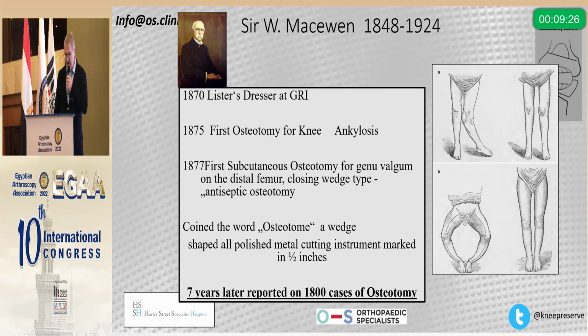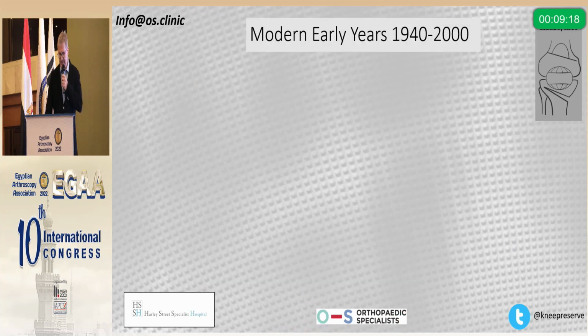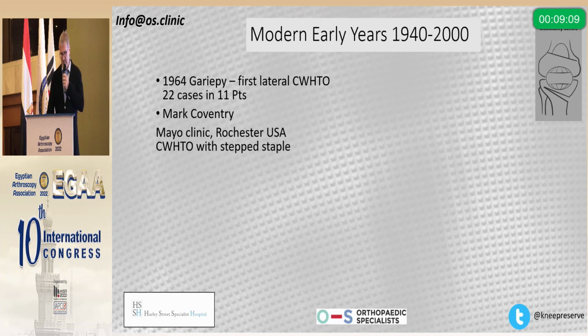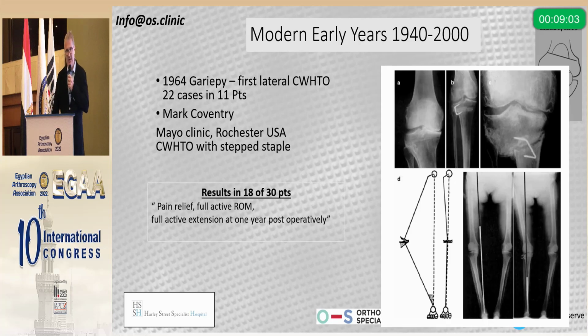And he did mainly deformity work in children, but reported on this enormous series of osteotomies in the late 19th century. And then a French surgeon in 1964, Garapi, did the first closing wedge. Mark Coventry then went on to publish and really push osteotomy from the Mayo Clinic with the step staple. But in his papers you see relatively poor results.